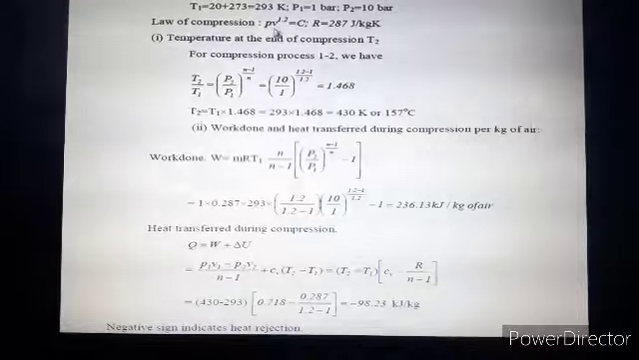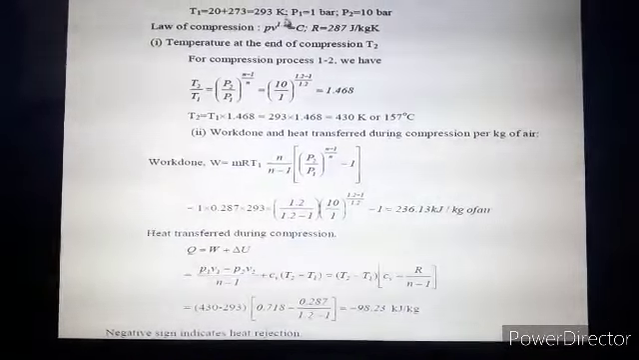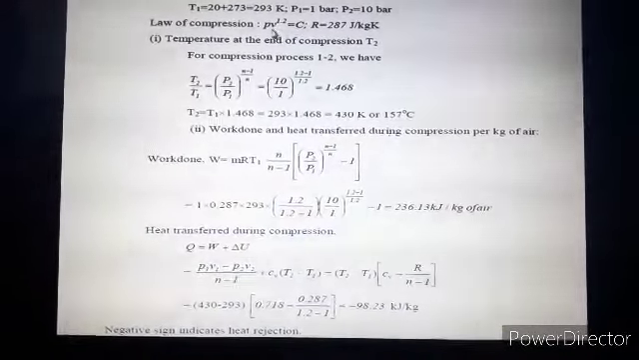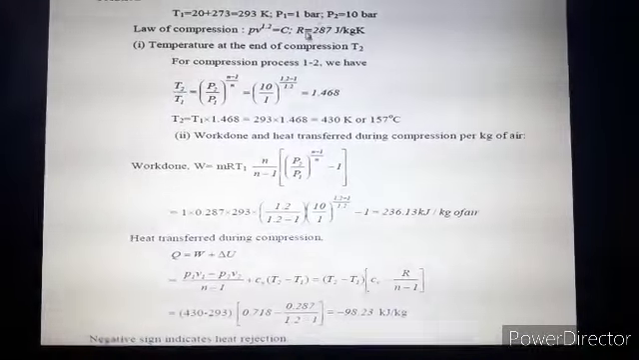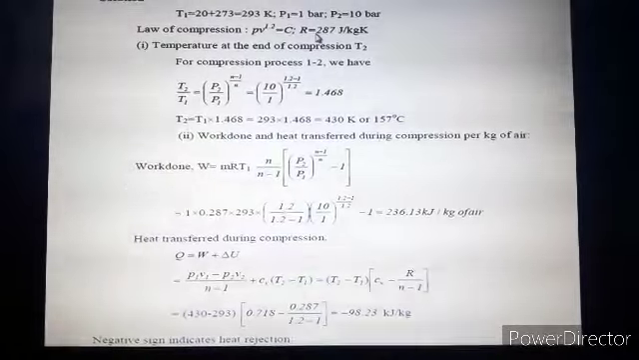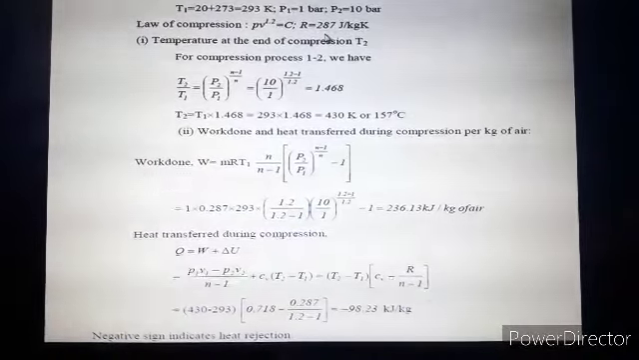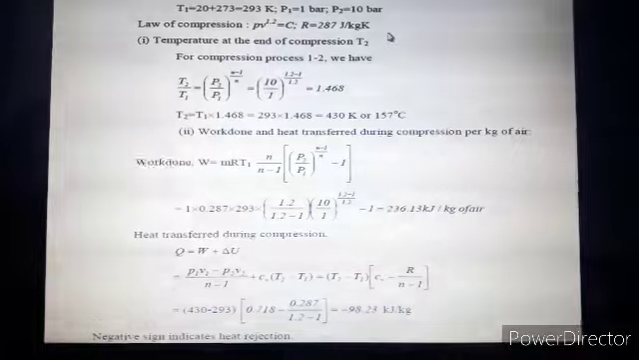Again the law of compression is PV raised to 1.2 is equal to C. So if you compare this with PV raised to n is equal to C, then the value of polytropic index n is 1.2. So this is the characteristic gas constant. It is 0.287 kilojoule per kg per Kelvin, or that is 287 joule per kg per Kelvin.